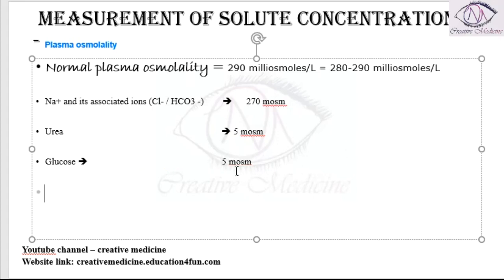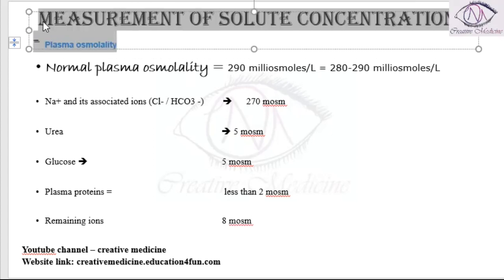Then we have plasma proteins, which constitute less than 2 milliosmoles. Then finally, the remaining ions will constitute around 8 milliosmoles. So this is the measurement of the plasma solute concentration. Among them, the most important is plasma osmolarity.